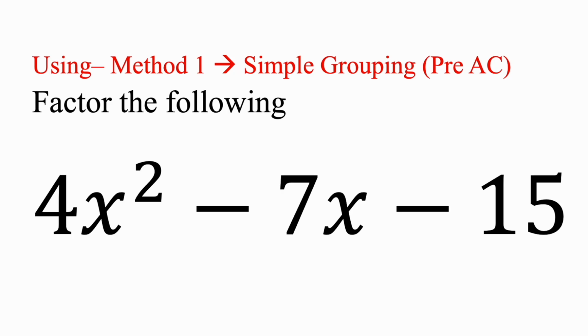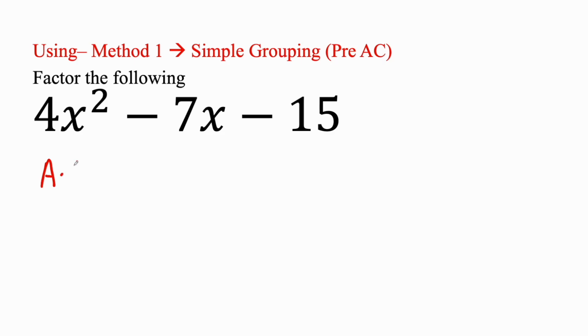And so let's begin. We need to find A times C. Our A term is the coefficient for x squared, so 4. And our C term is our constant, so negative 15. And 4 times negative 15 will give us negative 60. Then we need to get our B term. Our B term is the coefficient in front of x, so negative 7.